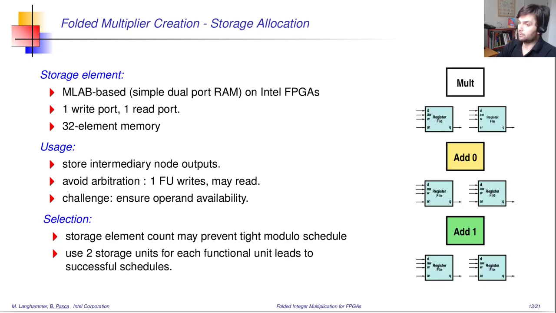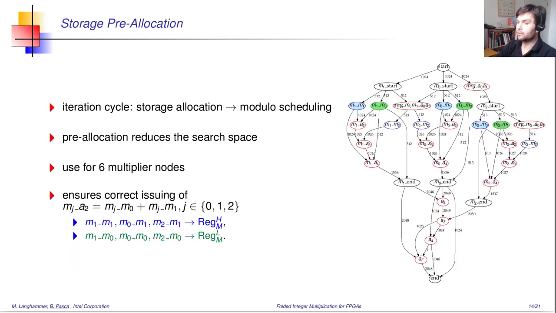Storage element count is also typically part of the solution exploration phase. However, in our case, we have determined that a pair of storage elements for each of the three functional units is sufficient for arriving at a solution. Storage allocation is similar to binding or allocating operations to functional units in the sense that outputs of operations now need to be assigned to storage elements.